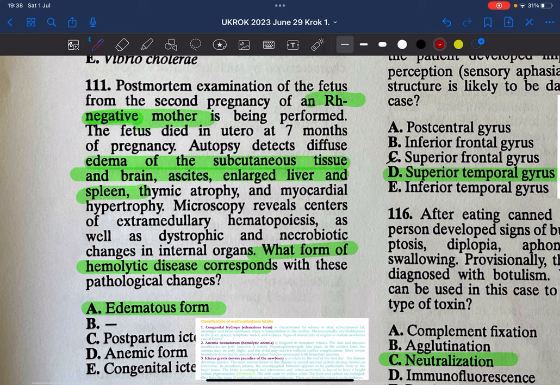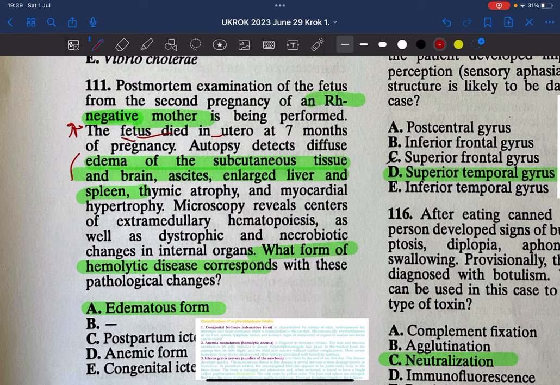Here we have a question: an Rh negative mother, and she has a fetus who died in the uterus at 7 months of pregnancy, so before birth, and we see diffuse edemas everywhere. What form of hemolytic disease? First of all, she has hemolytic disease of the newborn. What is hemolytic disease of the newborn? It's a disease that happens when we have incompatibility of the Rh blood group, where the mother is Rh negative and the fetus is Rh positive. The Rh negative mother will produce antibodies against the fetus, and these antibodies will go and attack the fetus.